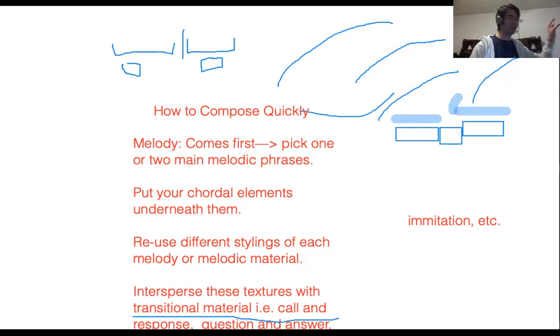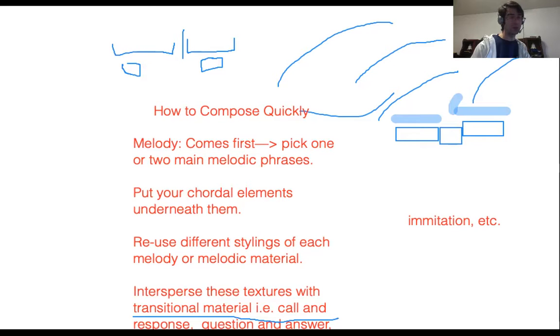They could have verse, chorus, bridge, chorus, or they can have just the chorus, then bridge, chorus. There's many different formations of how you can put it, but there's always a main melody, a main lyrical melody format, and then the chords come underneath, and then we reuse the stylings or guises of each of those, and they intersperse those textures with any sort of transitional material that can quickly glue them to each other. All right, and so that's how to compose pretty quickly.